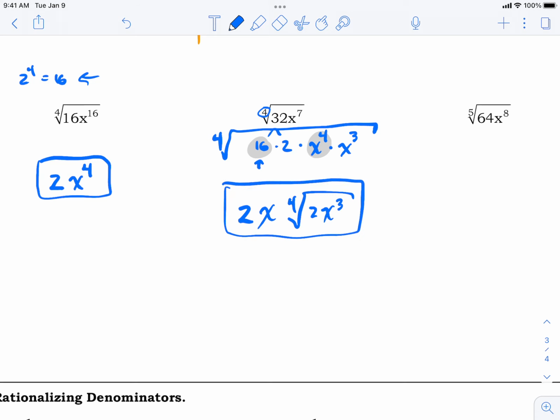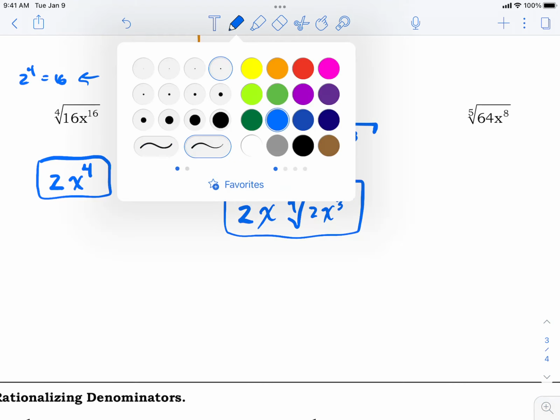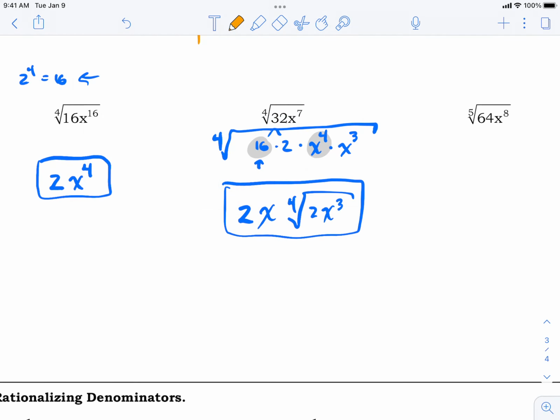By the way, how would I check this answer to make sure it came out right? Well, I'm trying to say that the 4th root of this is this, and that means that this times itself 4 times should give me that. So let's just make sure that really works. If I took a 2x times a 4th root of 2x cubed, and I'm going to say multiply it by itself 4 times, but if you don't mind, I'll just put a 4 on it like that.